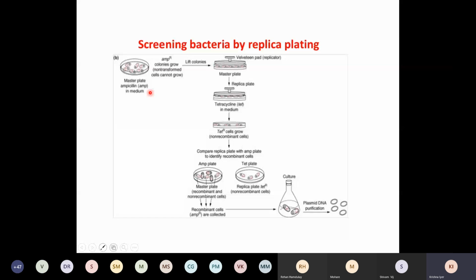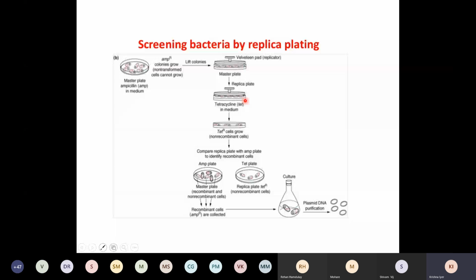Then I do something very interesting. I take this colony and then using a sterile pad or a sterile filter paper, I dab it on this colony and I take that dabbing and put it on a fresh petri plate which contains medium which has tetracycline in it. So what will happen now is I will get a few bacteria from each of these colonies which are now transferred very systematically to this plate, but the difference is that this plate contains tetracycline.